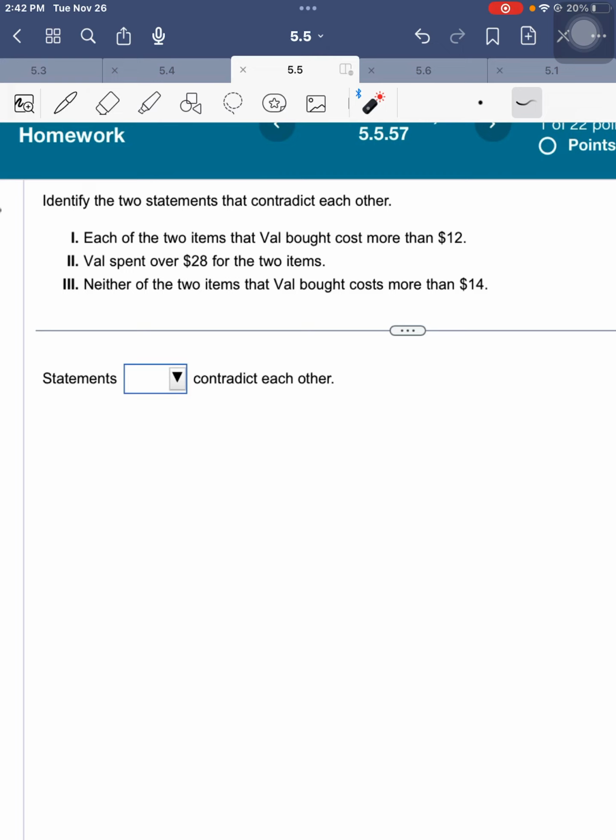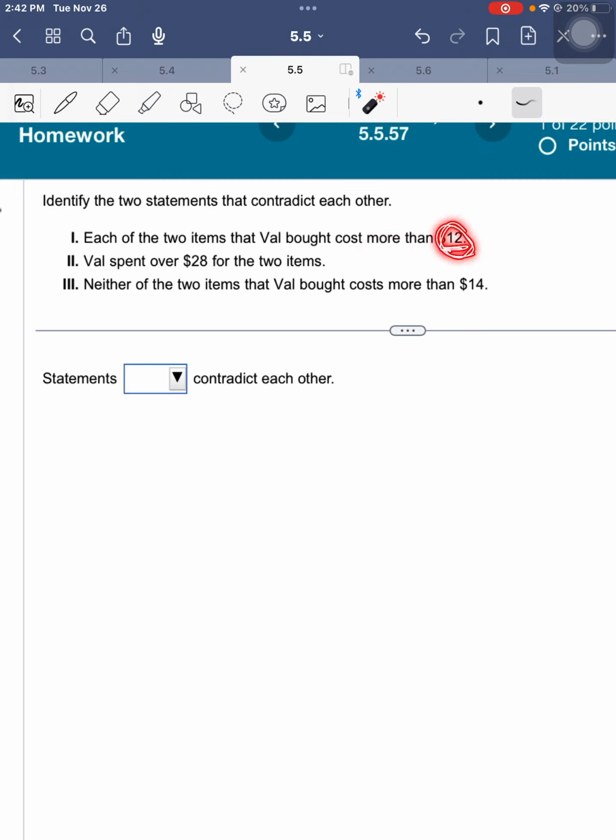Each of the two items that Val bought cost more than $12. Okay, so they each cost more than $12. So they cost $12.01. Val spent over $28 for the two items. Well, if each of the two items cost more than 12, what is 12.01 plus 12.01? That's 24. So that doesn't really help me here, because they cost more than 12.